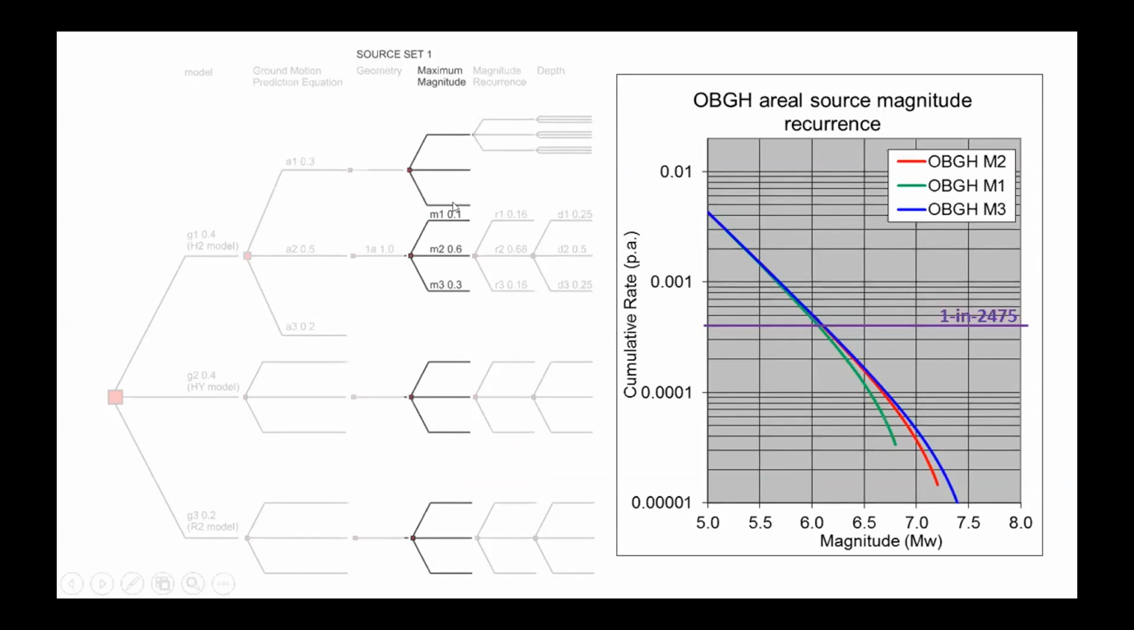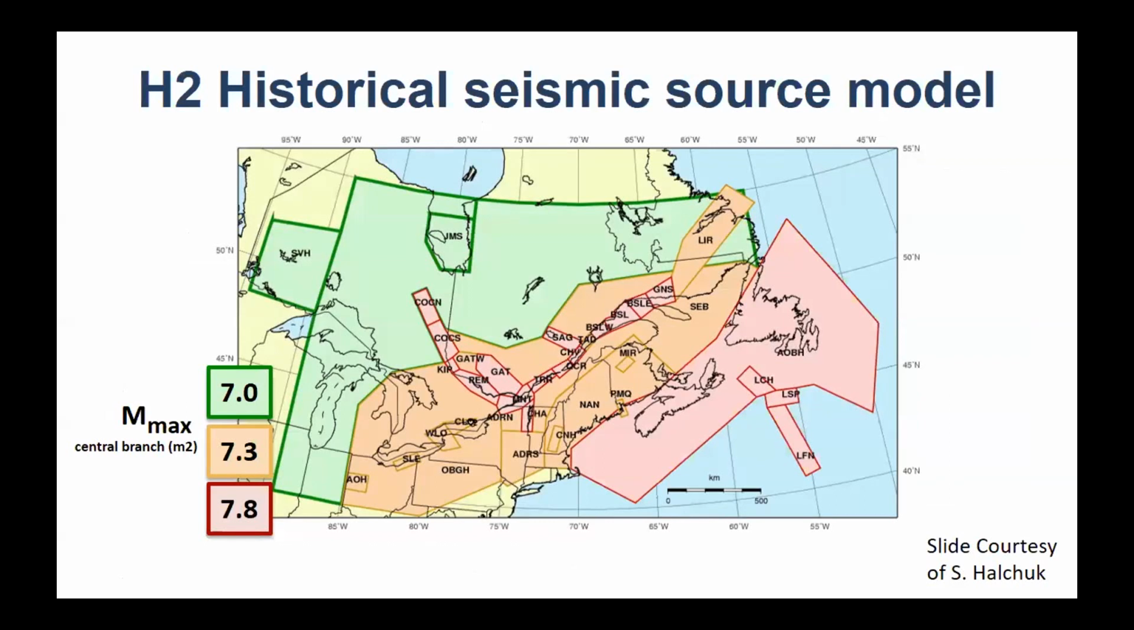So this particular branch is we have 3 alternative models for what we believe is the largest magnitude possible, or what we call the maximum magnitude. And so I show those 3 alternative maximum magnitudes for the Ontario background source. This is actually where London falls into the Ontario background source, which is why I chose this one. And here's just a map of the distribution of the central MMAX in Eastern Canada. So this is what we believe is the largest possible earthquake.